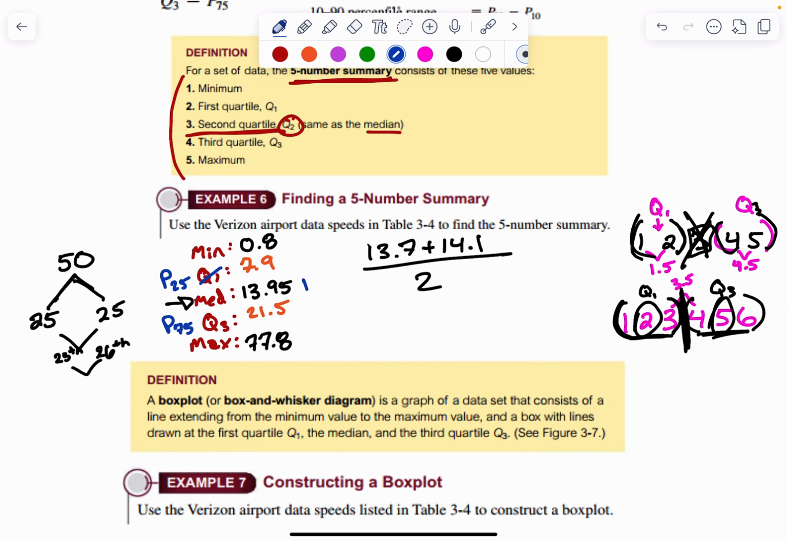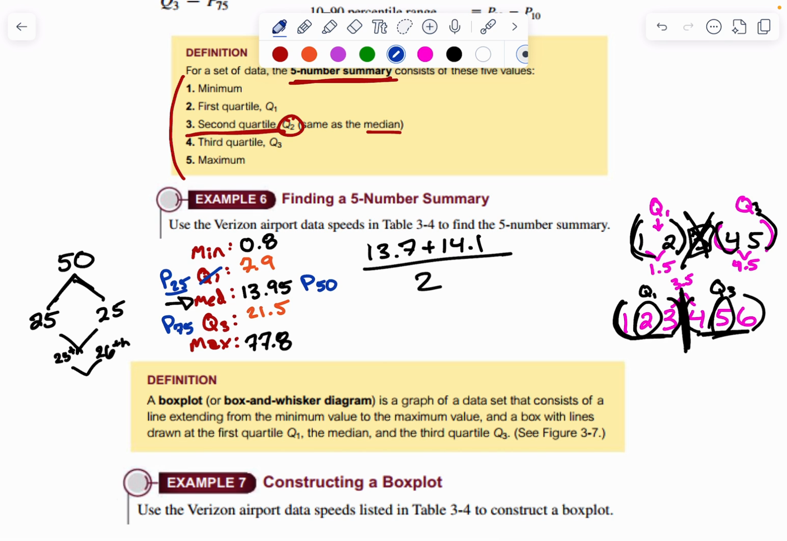The median is another name for the 50th percentile, right? It's like that middle number. Okay, so that's how that works. I just go and count and do the median and all the things normally, but you could check that with the P25 stuff, and you should get the same number. Okay, so that's how that works.